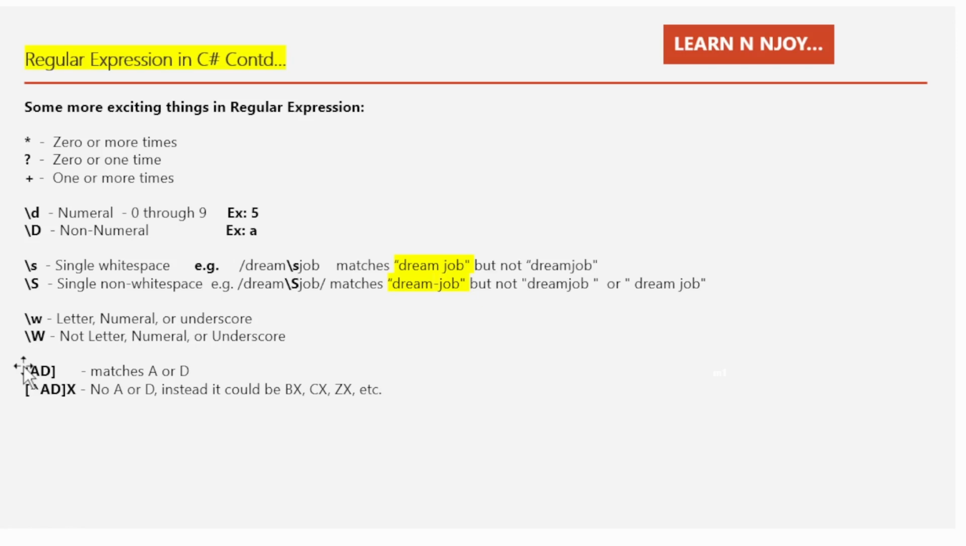If you write A-D in square brackets, it is going to match A or D, or it is another way to write A hyphen D, but it is going to accommodate B and C also. But if you write AD with a single character, that means it is going to consider A or D. And if you don't want to consider A or D, we can put a caret sign. That works as a negation of AD. It is not going to accept A or D. So instead it could be BX, CX, ZX, etc.